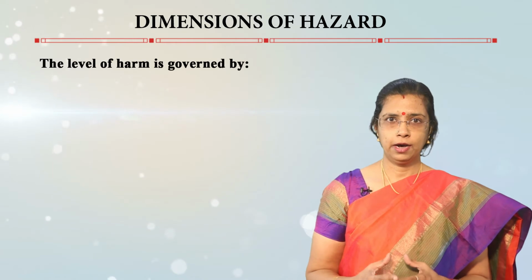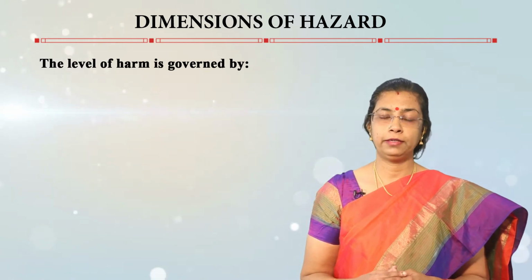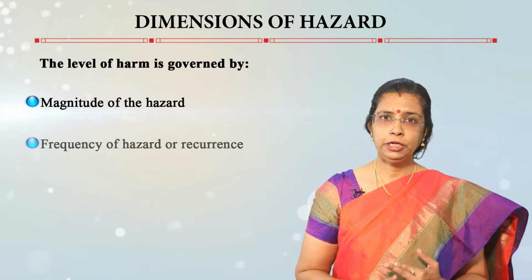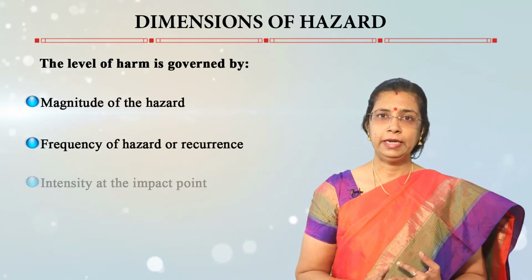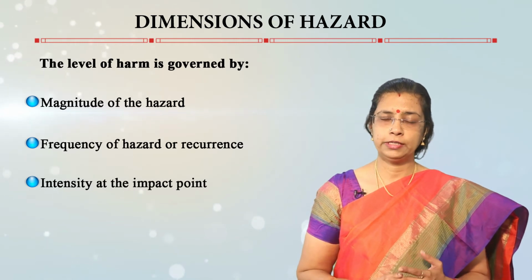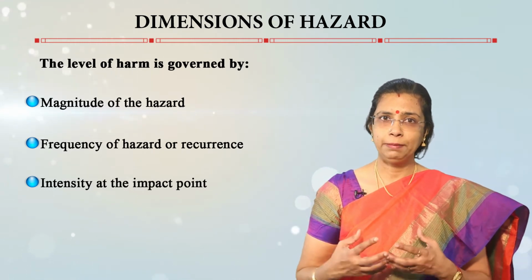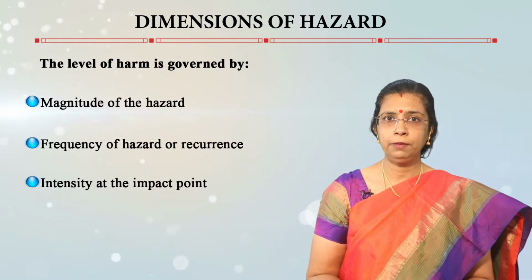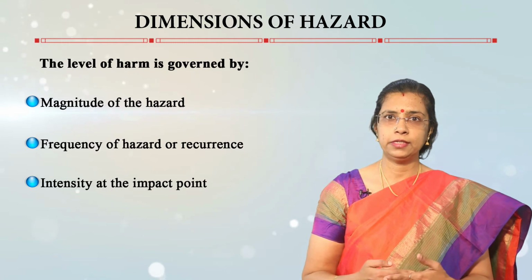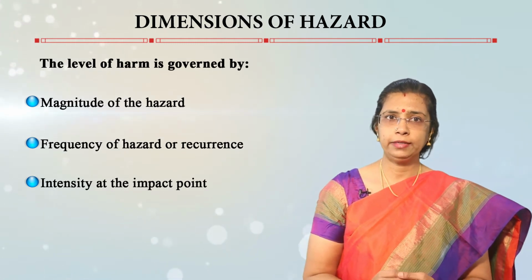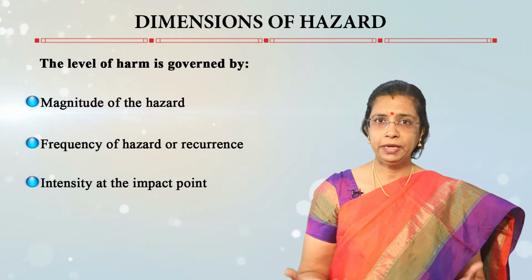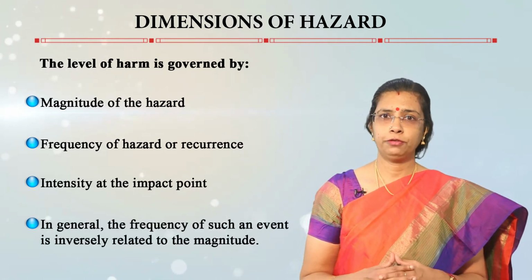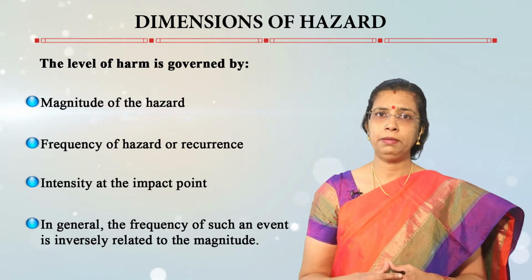The level of harm is also a very important factor that we should know. This is governed by the magnitude of the hazard, by the frequency of hazard or recurrence, and the intensity at the impact point. For example, in an earthquake, we see that there is an epicenter, and also the magnitude. We find that on the Richter scale or on the Mercalli scale, there is a certain level or grading that is given for an earthquake. So how big is that earthquake? Then in general, the frequency of an event is inversely related to the magnitude.